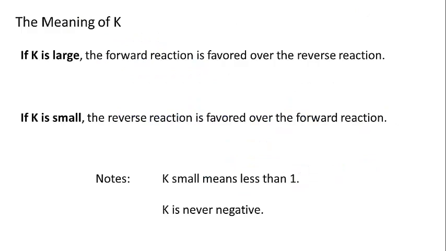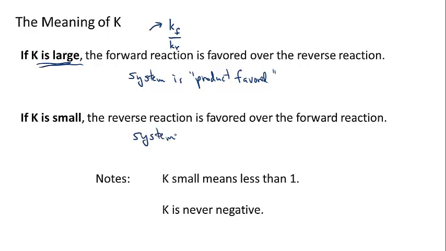Now let's talk about the meaning of K. What does the value of K tell you? Remember, K is equal to the rate constant going forward over the rate constant going reverse. If K is large, it means the forward rate constant is favored, and the system is what's called product favored, because the system makes products faster than it makes reactants, and so it makes more products. If K is small, the reverse reaction is favored, and so the system is reactant favored.